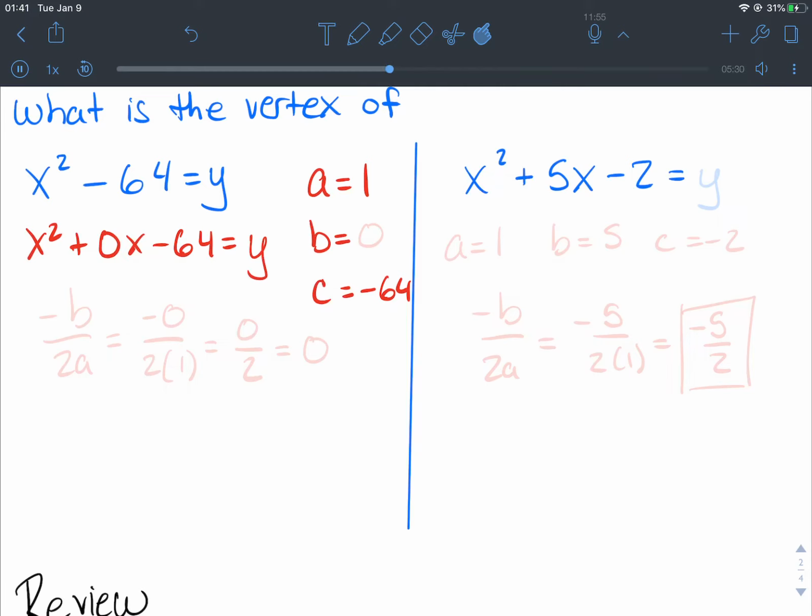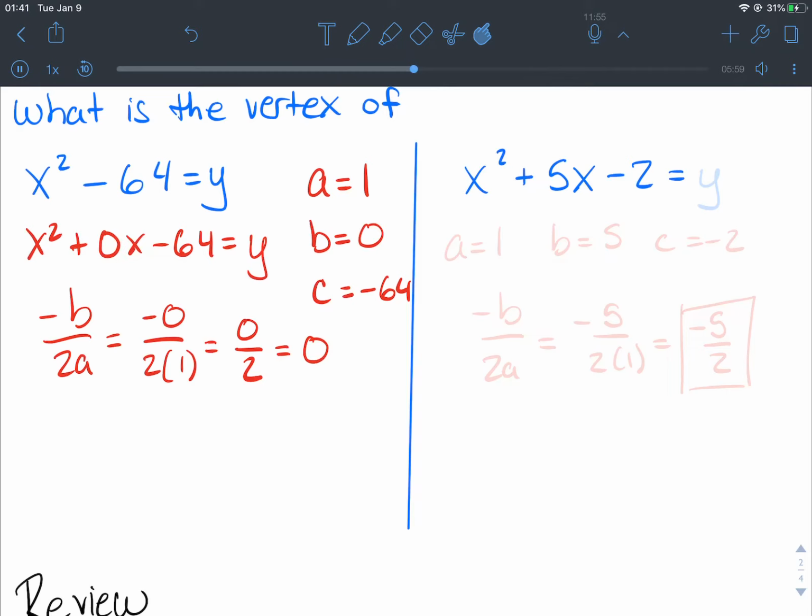So here we know negative b over 2a. And here we have negative 0, because b is 0, over 2 times 1. So we have 0 over 2. So if you have a birthday cake cut into 2 slices and you have 0 cake, how much cake did you have? 0. So your vertex is 0.